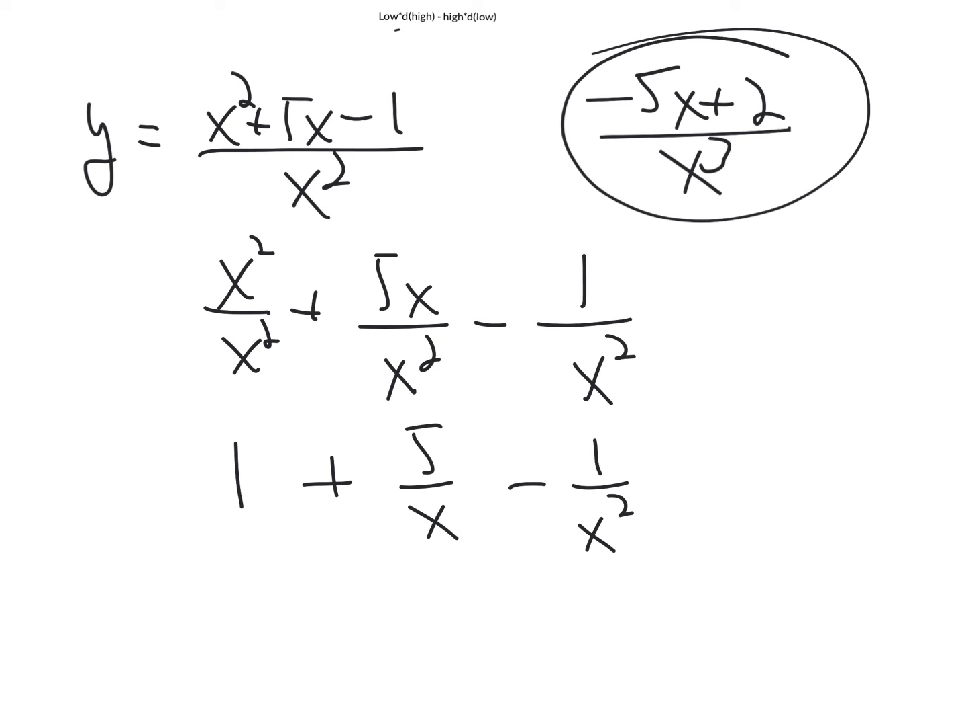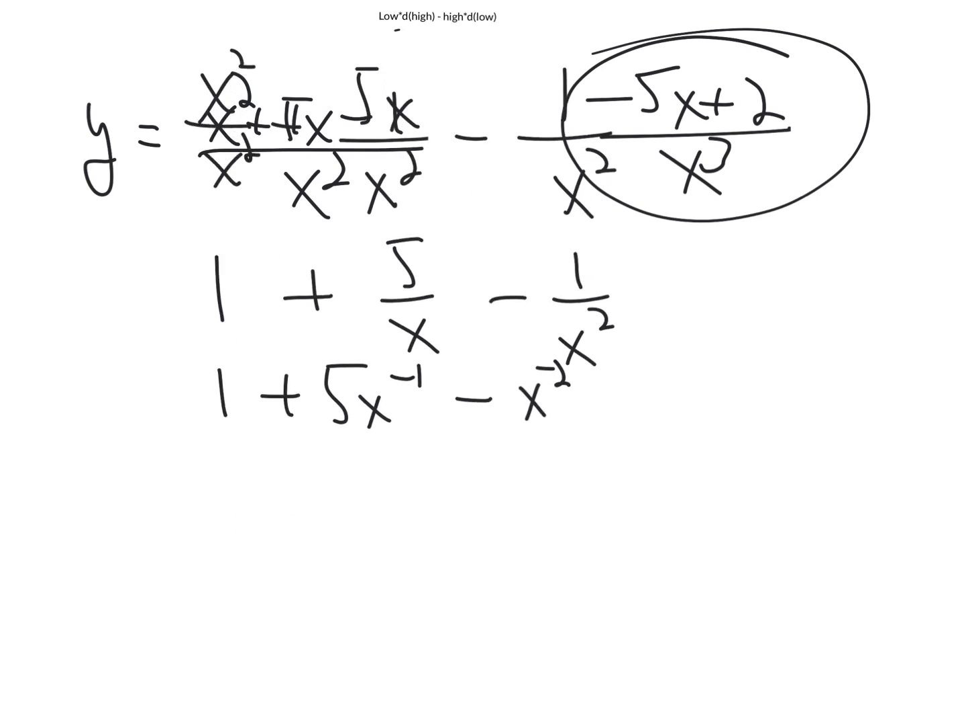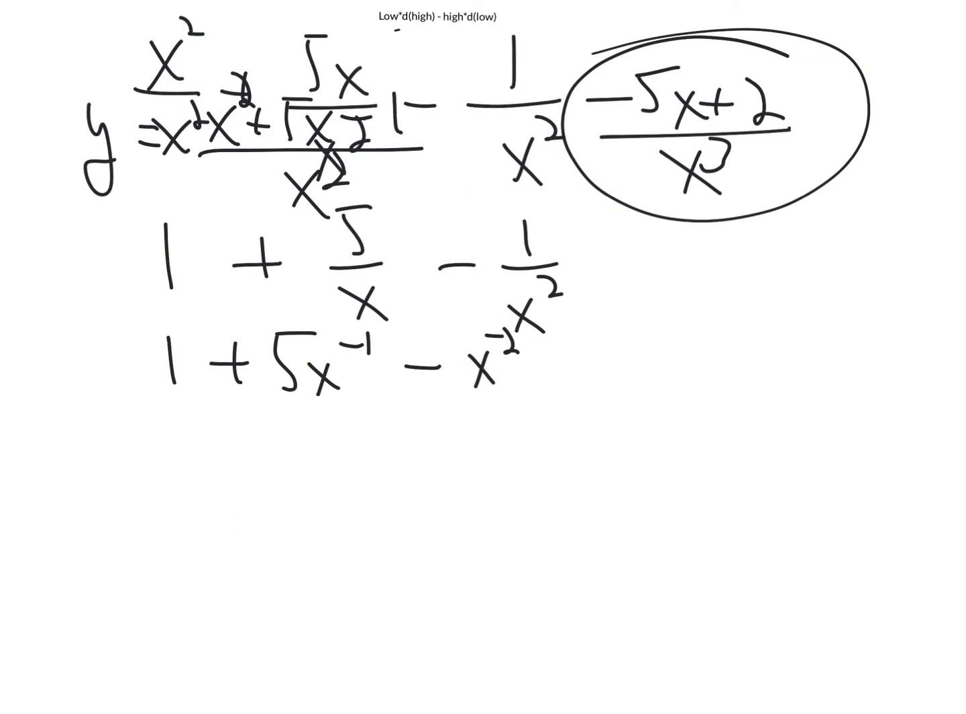So what does this do for me? Well, I can rewrite this as 1 plus 5 times x to the negative 1 minus 1 times x to the negative 2, which looks promising. That looks like now I can just use power rule stuff. So the derivative of 1 is 0. The derivative of 5 times x to the negative 1 is negative 5x to the negative 2. And then the derivative of negative x to the negative 2 becomes positive 2x to the negative 3.